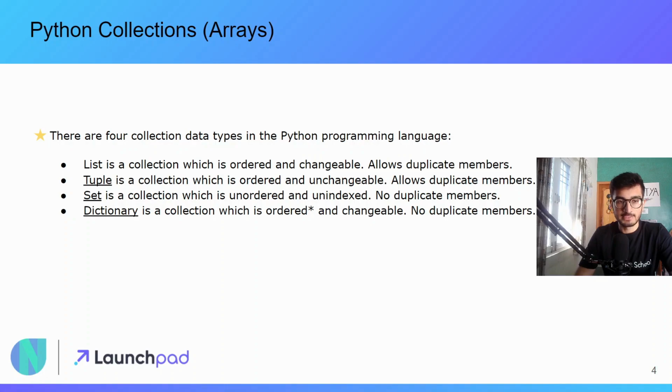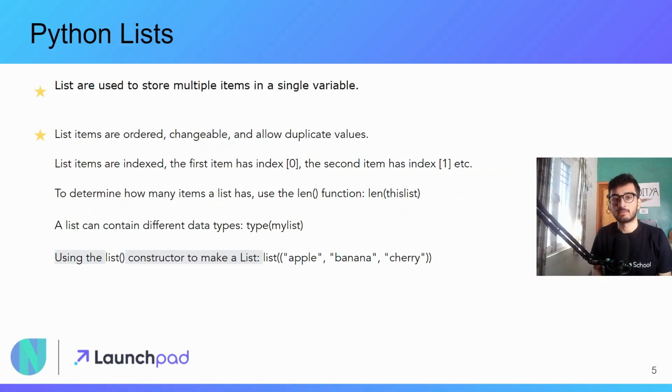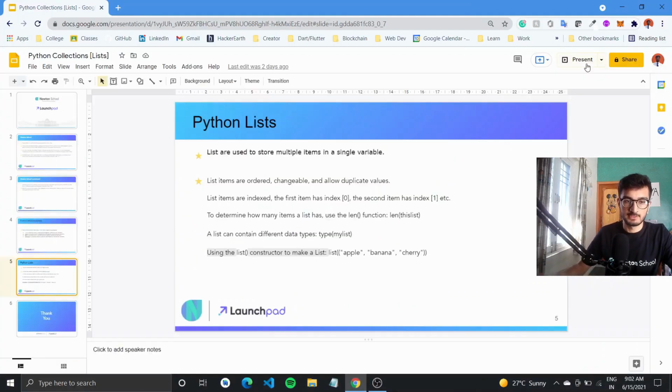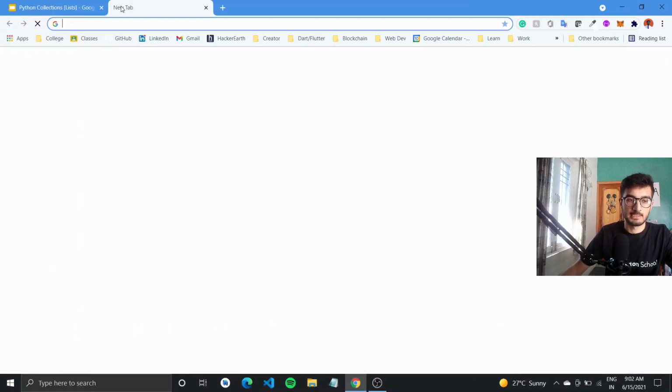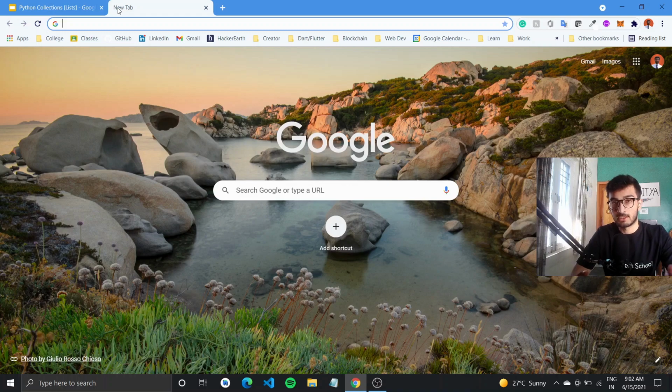So we have already discussed what lists are in Python in the last video. If you haven't watched it, you can watch it from the playlist itself. And in this video, we'll look at some of the other methods in Python list that you can use to perform operations.